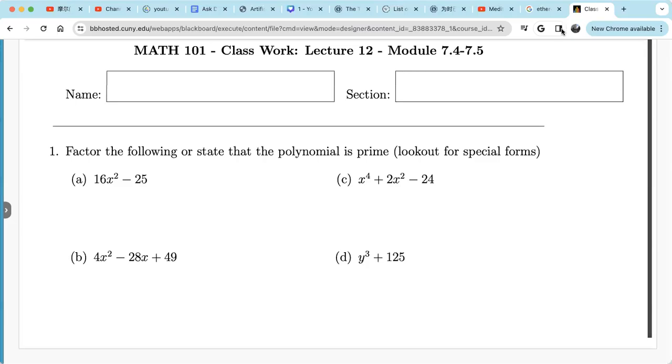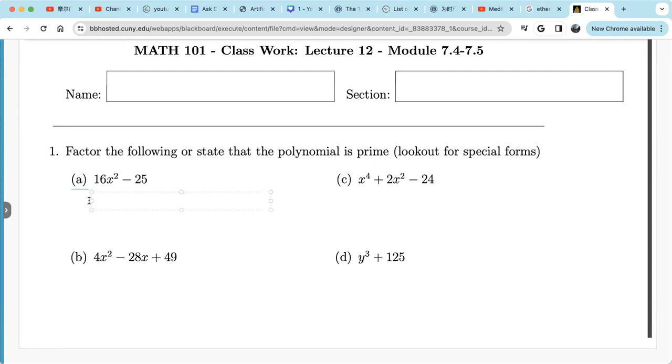This is classwork 12, factoring. So let's see the first one, 8. We have 16x squared minus 25. So thinking to use difference of two squares.